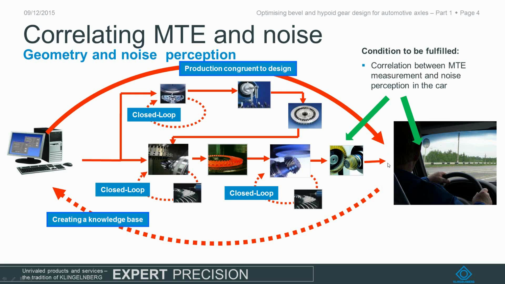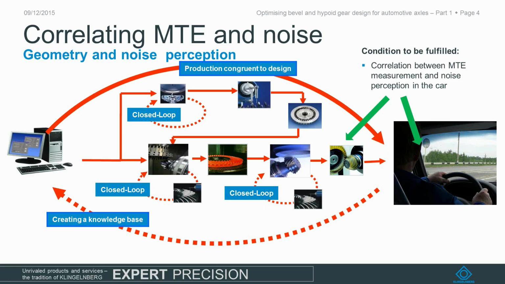Why is that so? Because on the one side we have the chance to calculate in detail the geometry of the part, but we still have an uncertainty about the behavior of the housing and the environment in the car.